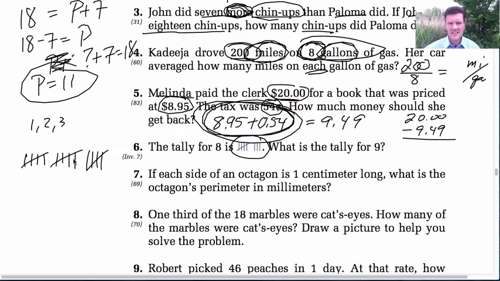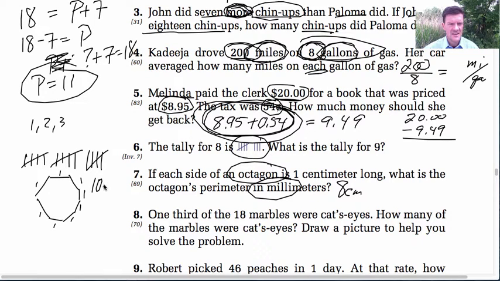If each side of an octagon is 1 centimeter long, what is the octagon's perimeter in millimeters? So, octagon, you have to know that is 8 sides. So 1, 2, 3, 4, 5, 6, 7, 8. 8 sides, and each of the sides is 1 centimeter. So that's a total of 8 centimeters, but it's asking for it in millimeters. Well, 10 millimeters is equal to 1 centimeter. So if you have 8 centimeters, you're going to have 80 millimeters. Okay?